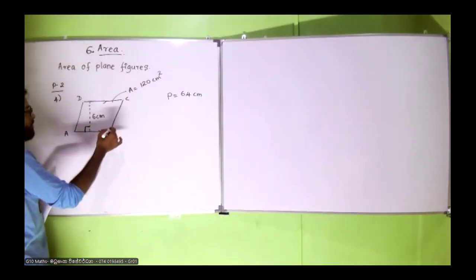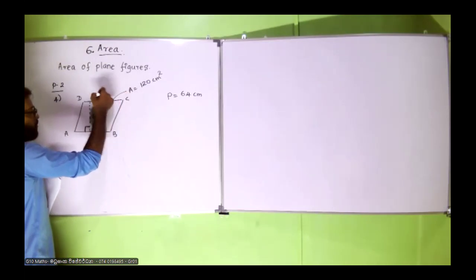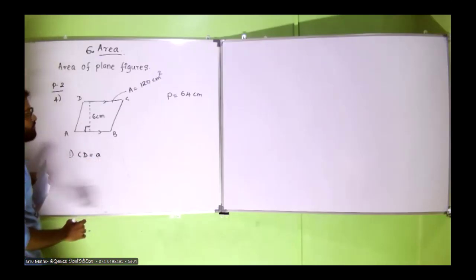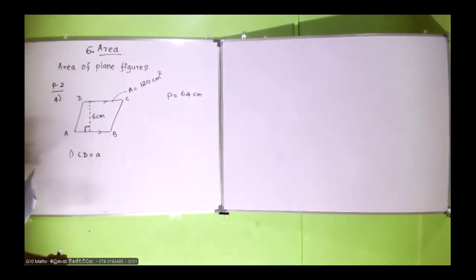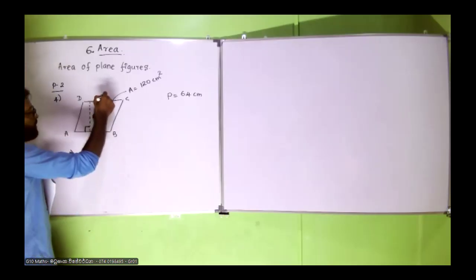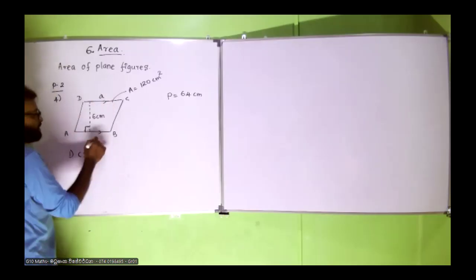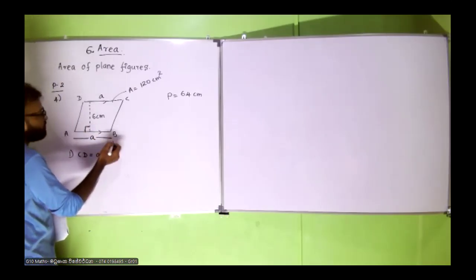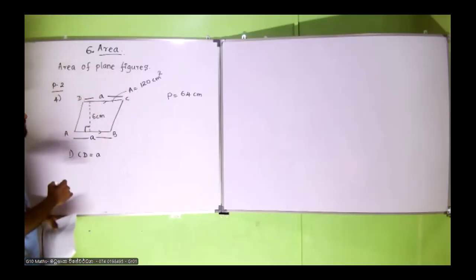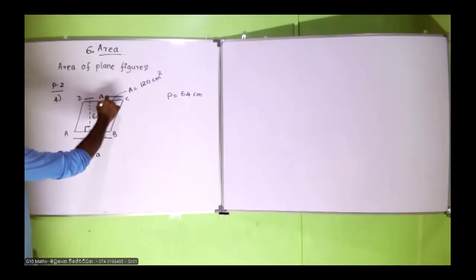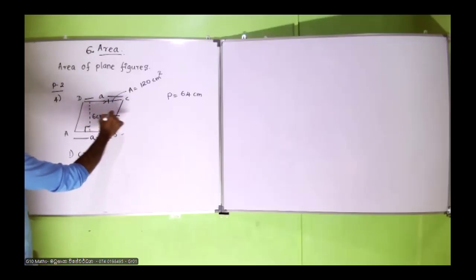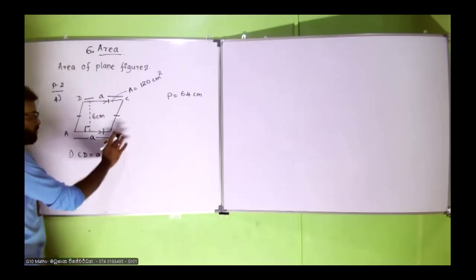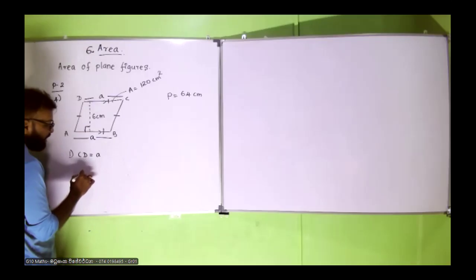So first of all, I have to find CD. I will take CD as A. Length of CD is equal to A centimeters. The same length is here, this length is also A, because this is a parallelogram. Opposite sides are equal in length. So I can write very easily the area of a parallelogram.